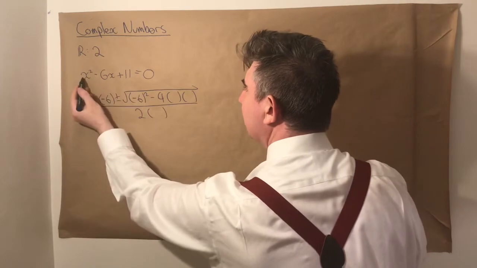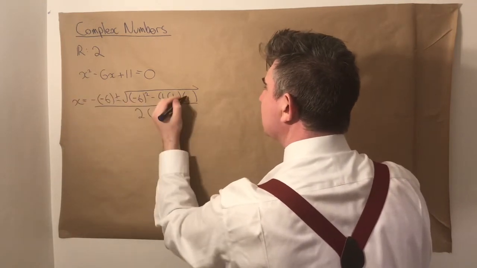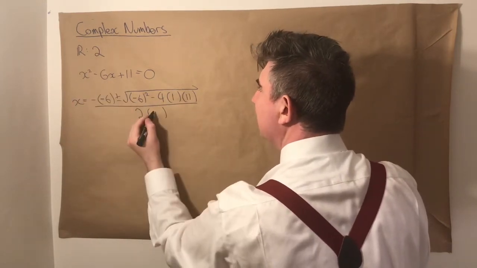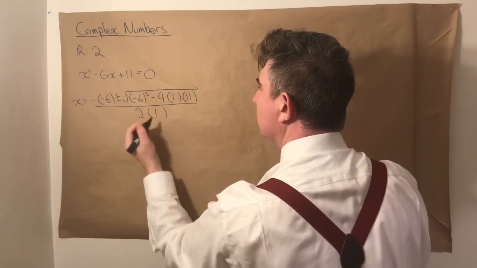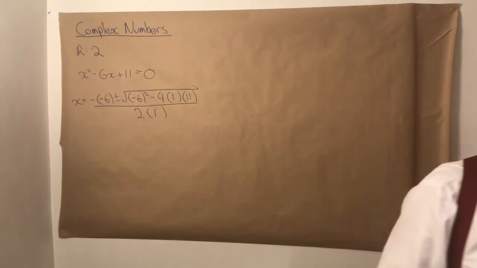A is the guy in front here, that's technically a 1. That's going to be an 11, and that's going to be a 1 also. And I can put that straight into my calculator. Let's see what happens.